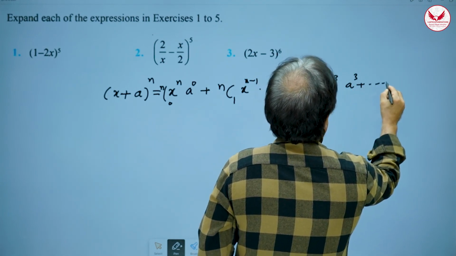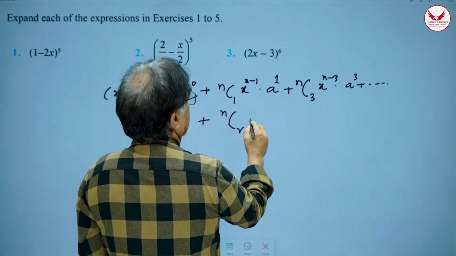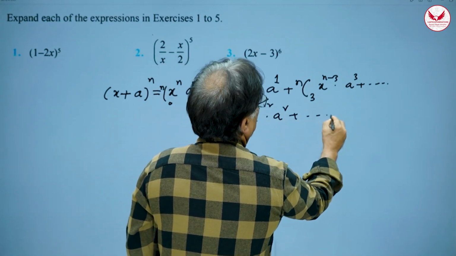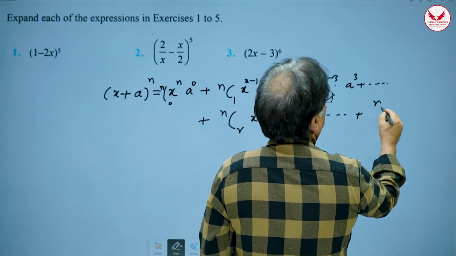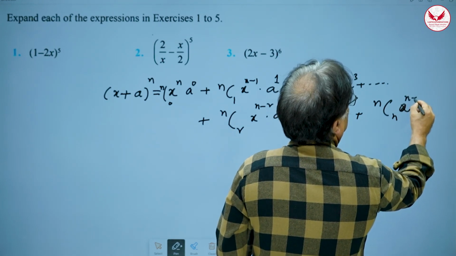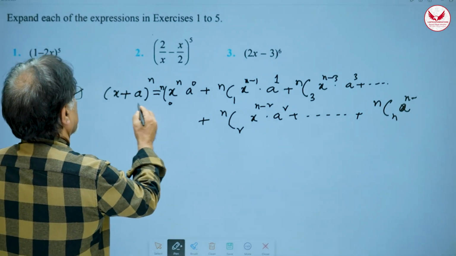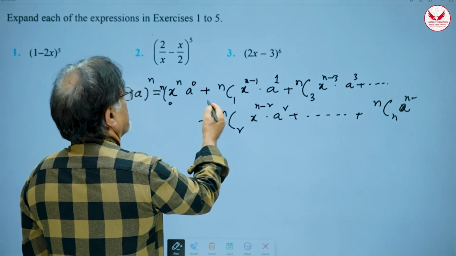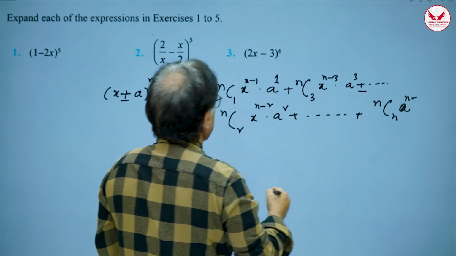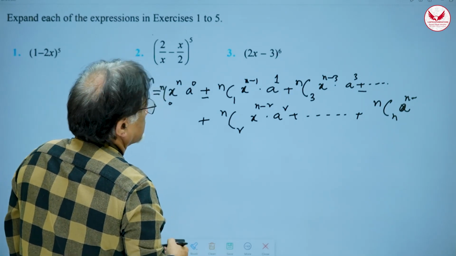So this goes on. If I want to write a general term of this binomial theorem, it will be nCr, x raised to n minus r, and a raised to r. This will go on till you reach the end, and the end is going to be nCn, a raised to n and x raised to 0. So this is how the binomial theorem looks. Now if it is minus here, then the signs will keep fluctuating. It's a plus, so this will become plus, this will be minus, this is plus, this is minus. That means the signs will alternate: plus, minus, plus, minus. Okay, so that is the binomial theorem.